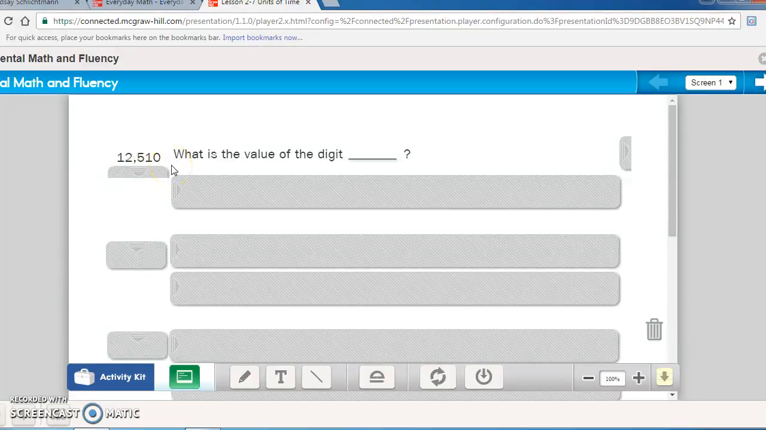12,510. What is the value of the digit 5? So you should be looking at this, and whenever you hear value, you should be thinking money. What's it worth? 5 is in the hundreds place, so 5 times 100 is 500.